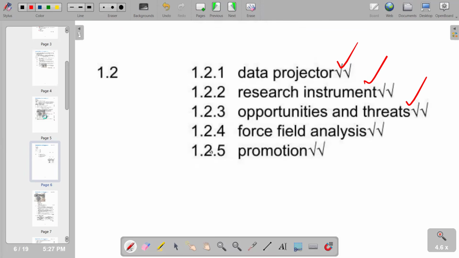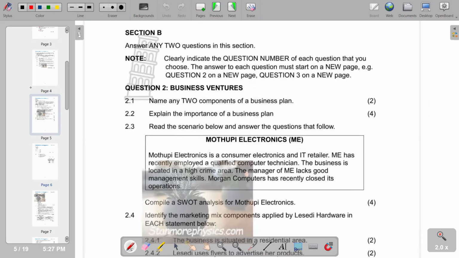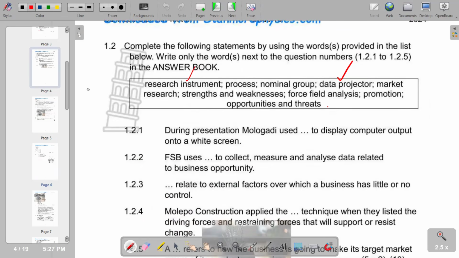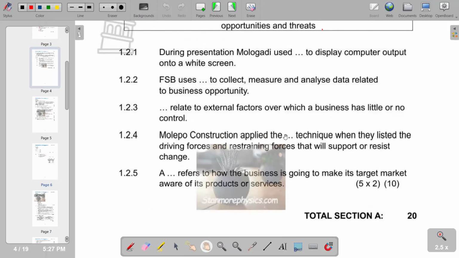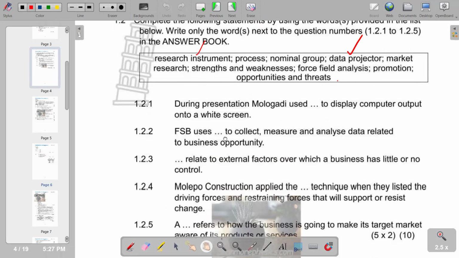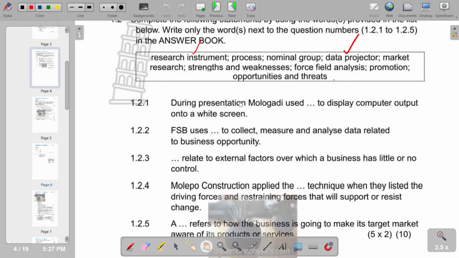We move on to the next part, 1.2.4, which reads: Molepo Construction applied the dash technique when they listed the driving forces and the restraining forces that will support or resist change. We try to see which matches that. According to the responses, we have the force field analysis.